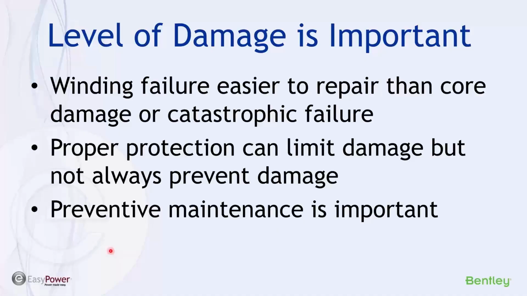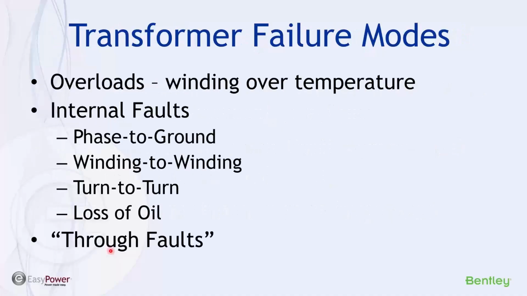And again, the bottom line, and this will come up repeatedly, preventive maintenance is important in this whole discussion. And this includes things like oil samples, testing the chemistry, testing the turns ratio, maybe power factor tests, and oil temperature tracking. The overloads basically have an effect on the winding over temperature. And the bottom line is the hotter the temperature, the shorter the life, because there's a potential for degrading the insulation of the transformer windings themselves.